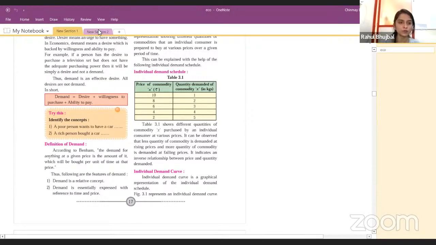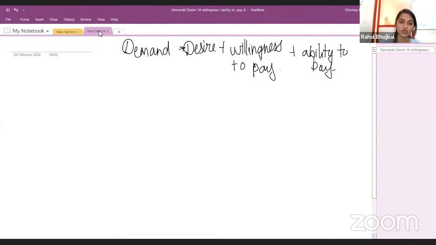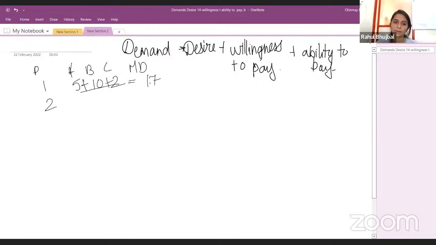Market schedule में it is a horizontal addition. Okay, example, when price was 1 and 2. Okay, this is price and quantity demanded by A, B and C. A ने डिमांड किए 5 यूनिट्स, B ने डिमांड किए 10 यूनिट्स, C ने डिमांड किए 2 यूनिट्स. So मार्केट डिमांड में आप क्या लिखोगे? It will be the addition of what? 10 plus 5 plus 2 will give you 17. राइट, सो हमने क्या किया? हॉरिजॉन्टल एडिशन किया.